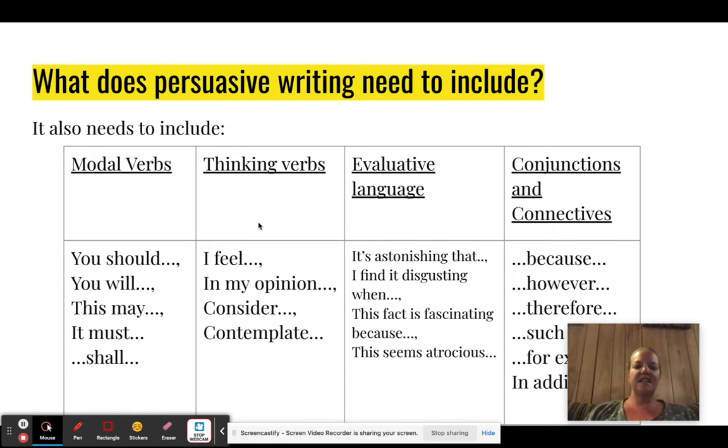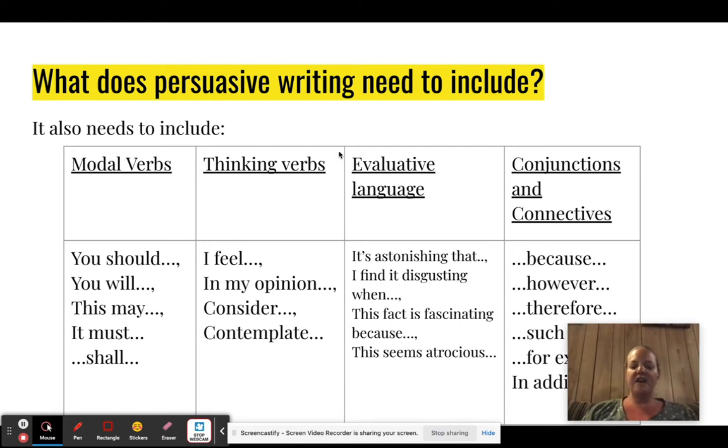It also has thinking verbs. Okay, I feel, in my opinion. Please consider this fact. Contemplate this. Okay, so think about putting those thinking verbs in. It makes the reader think about your topic that little bit more.